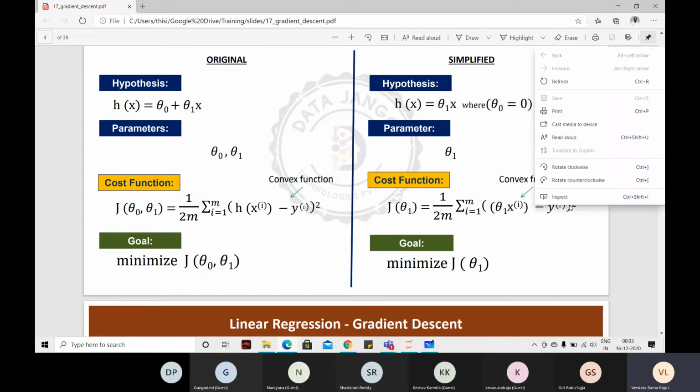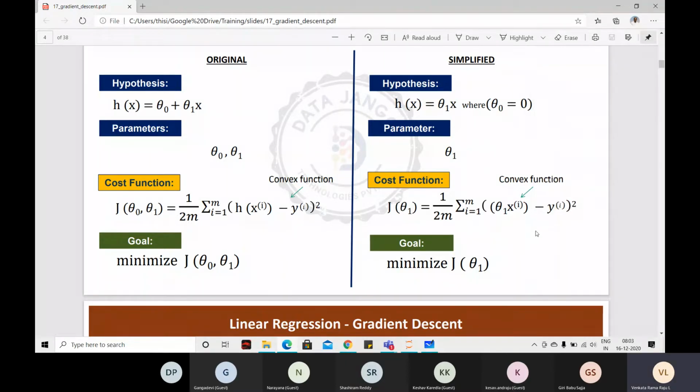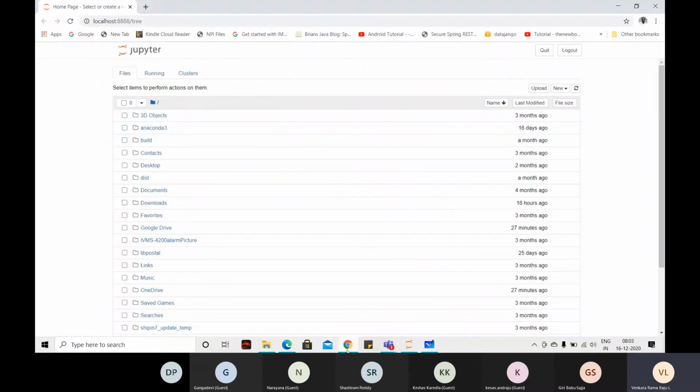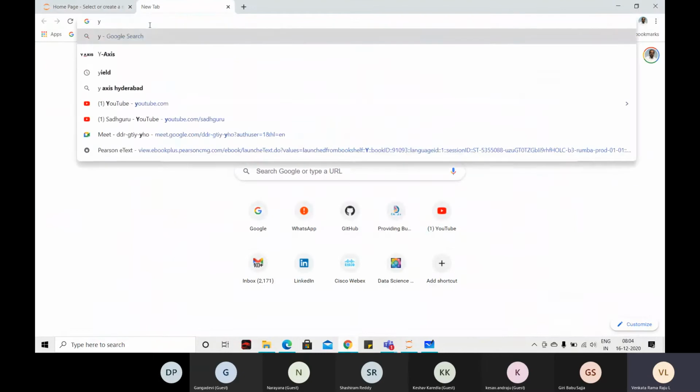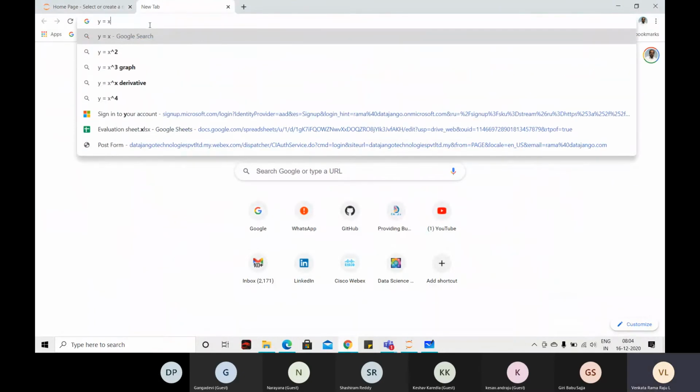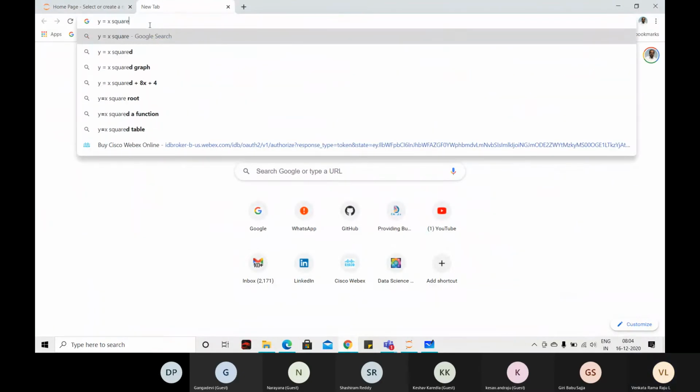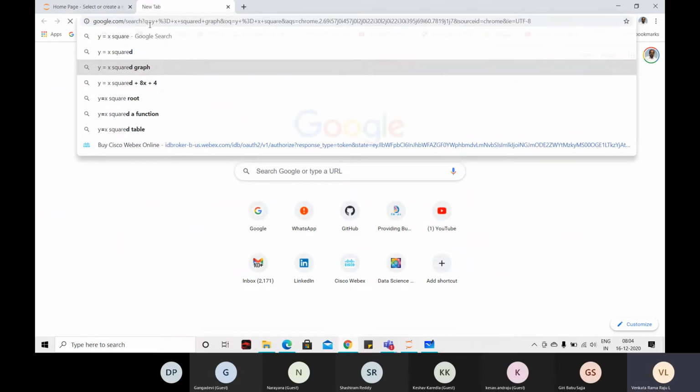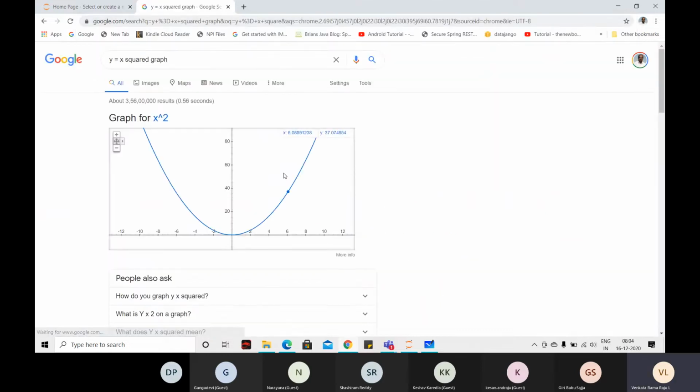Okay, so y is equal to x square. Is that a convex function? Do you know what is convex function? Y is equal to x square. See this? Can you see my screen? Yes, sir. Right? Y is equal to x square is a convex function. Convex means, convex, concave, you remember, right? Like a bowl.